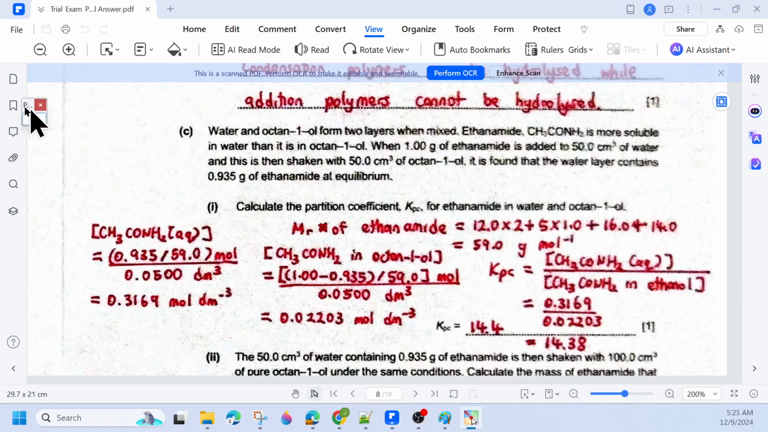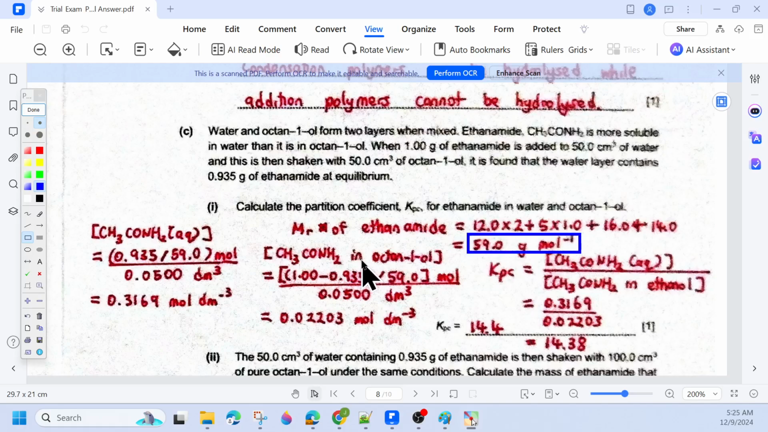Okay, now for this particular one, I don't quite like the way they do it. I like to show the full steps, so don't mind if I show you the full steps, because I don't like the way sometimes Cambridge likes to take shortcuts. So first thing first, I find the molar mass of ethanamide. So I get it to be 59.0 grams per mole.